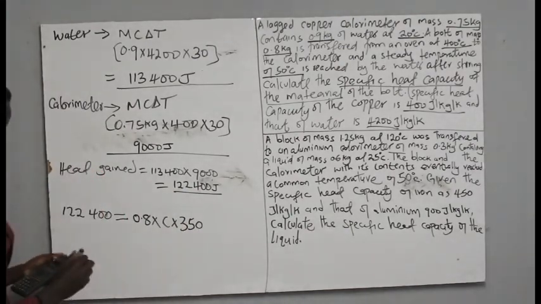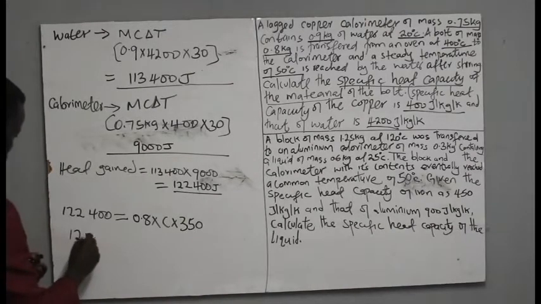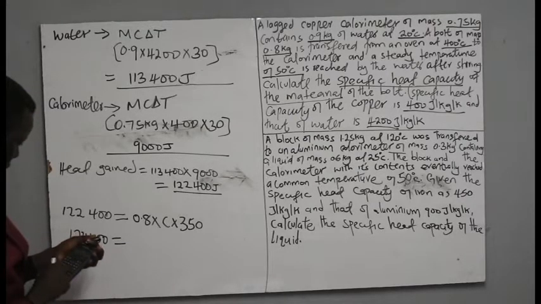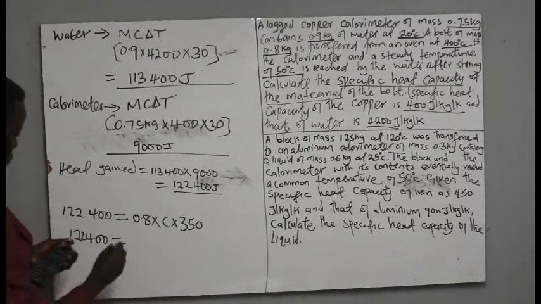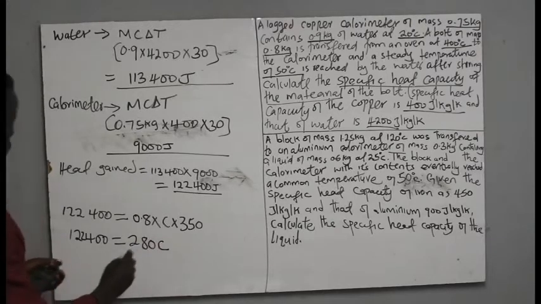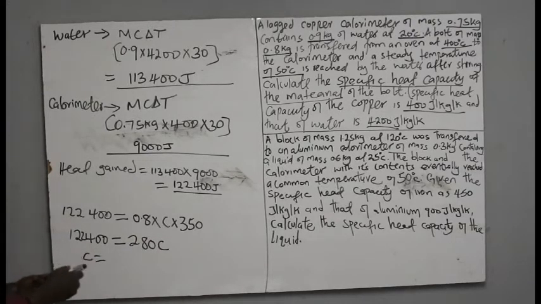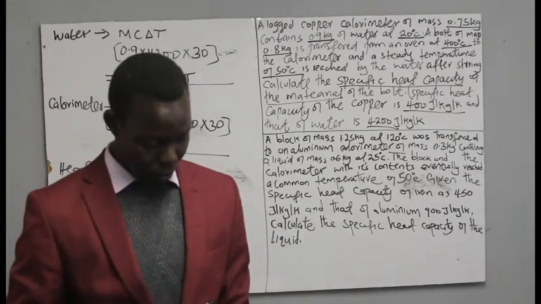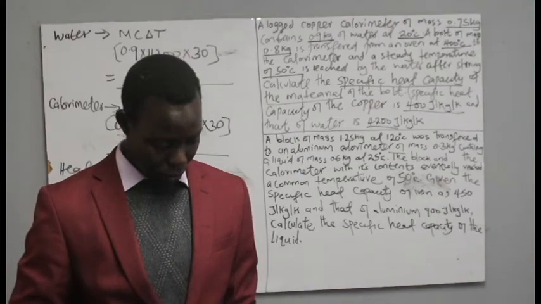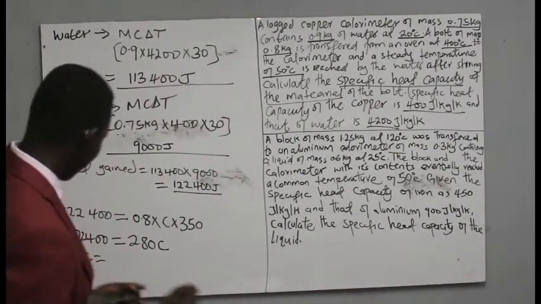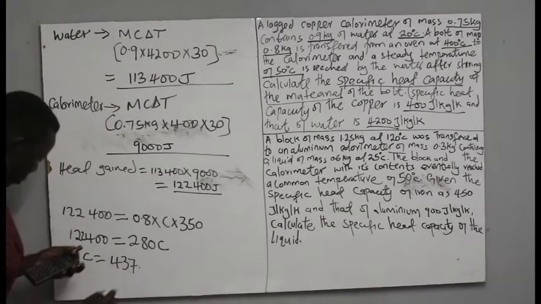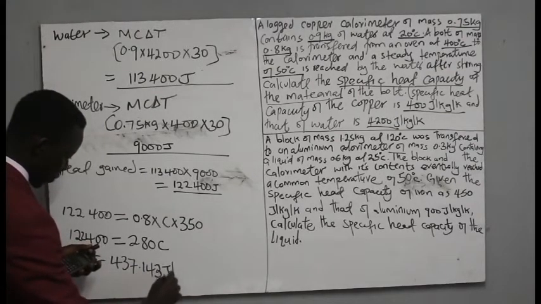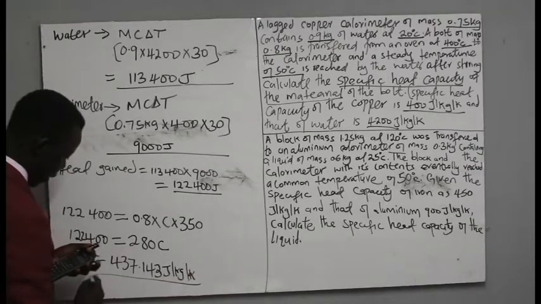That is it. So 122,400 should be equal to 350 times 0.8, which is 280 C. So our C is going to be 122,400 divided by 280. I get 437.143 joules per kg per Kelvin.